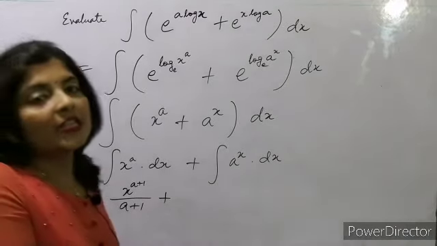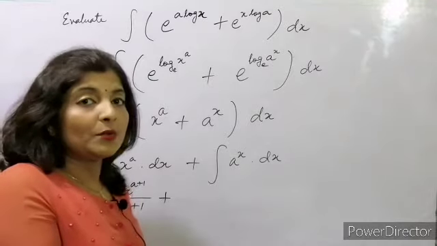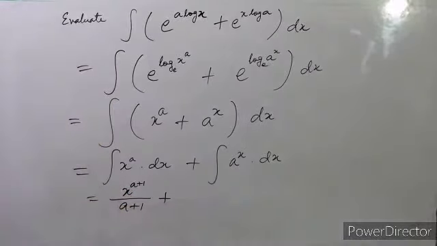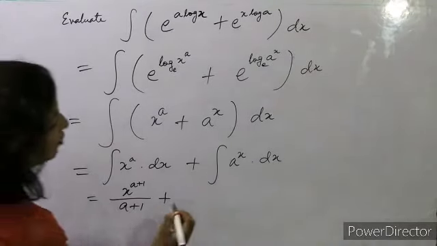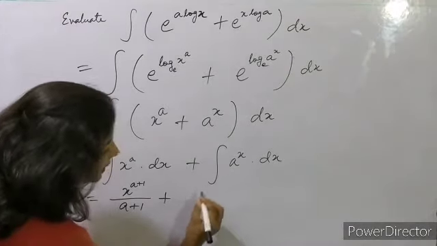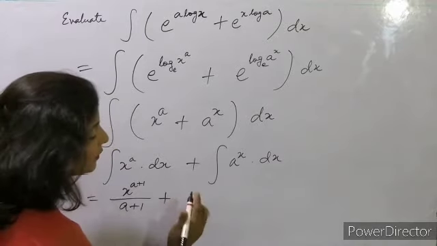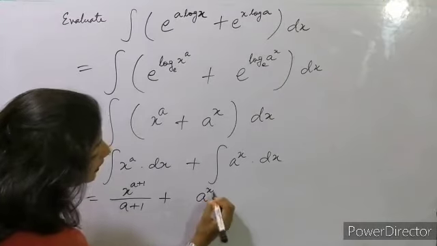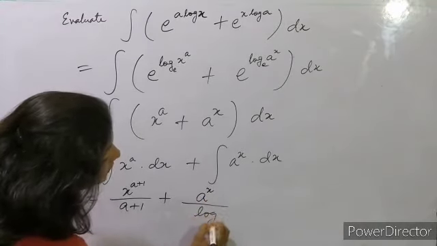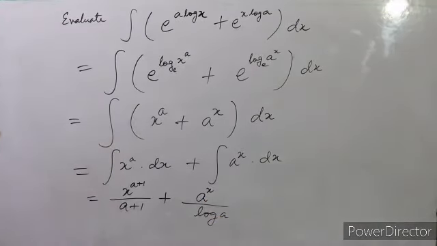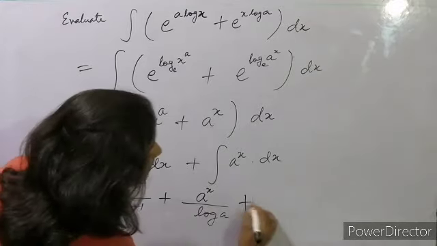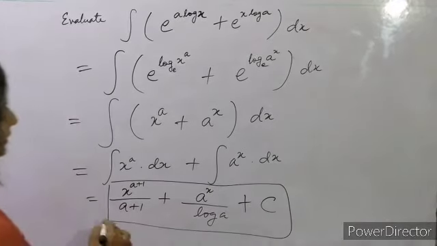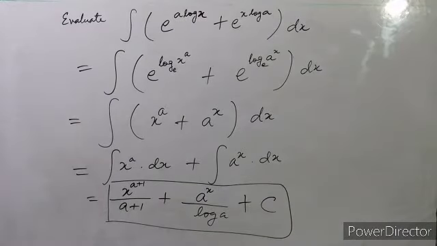Okay, now for this one, a to the power x. When we are differentiating a to the power x, what are we getting? a to the power x into log of a. So here what do we have to do? We have to divide. So when we are integrating a to the power x with respect to x, what will be the integral? a to the power x divided by log of a. Okay, so this will be the value, and plus c we have to write for every integration because c is constant.